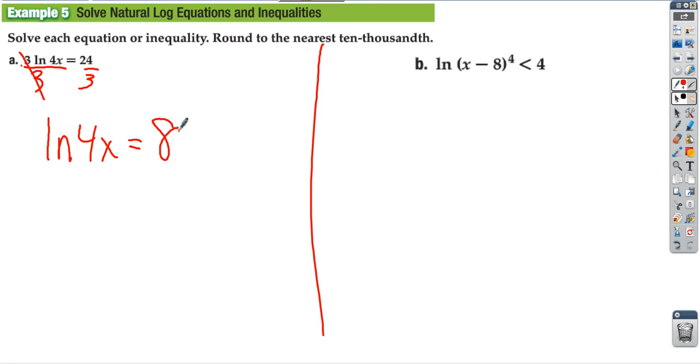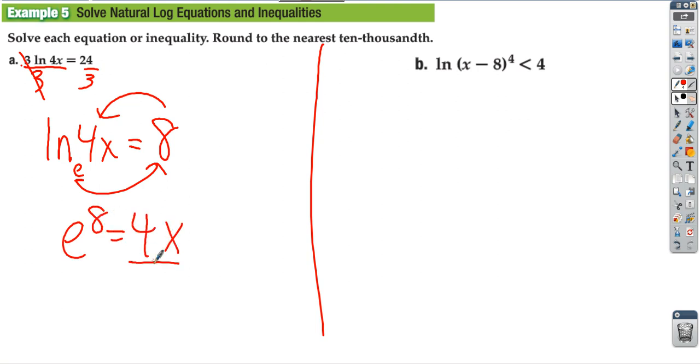Now we're in log form, we can change to exponent form. That's usually what these involve. If you're in exponent form, usually you change to log form. If you're in log form, you usually change to exponent form. We see what's being done to x and do the opposite. Right now x is having the log taken, so the opposite would be raising to the exponent. That's base e, so this number to that power equals that answer. So e to the 8th equals 4x. We want to solve for x by dividing by 4. Whatever that is right there is going to equal x. So e to the 8th divided by 4.